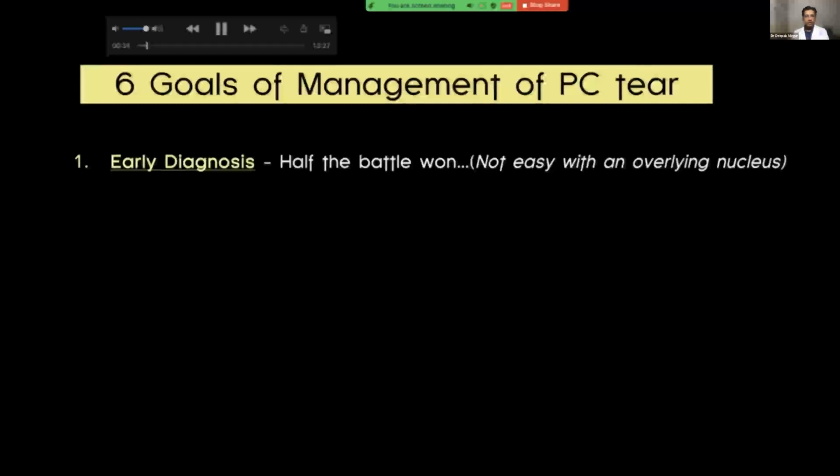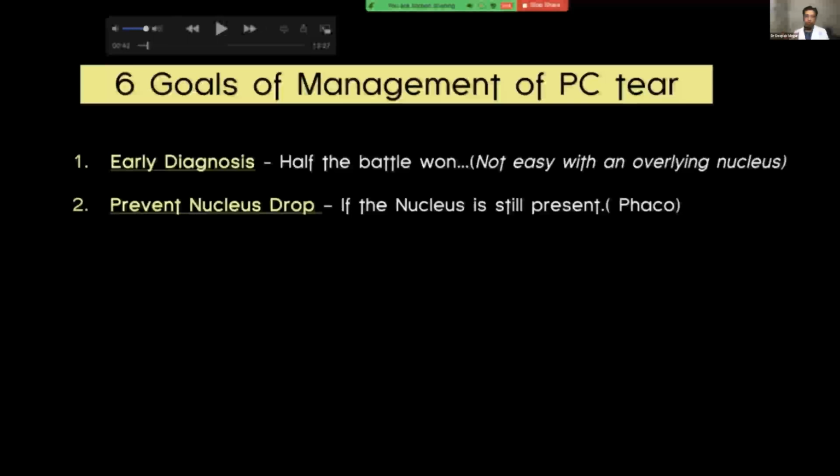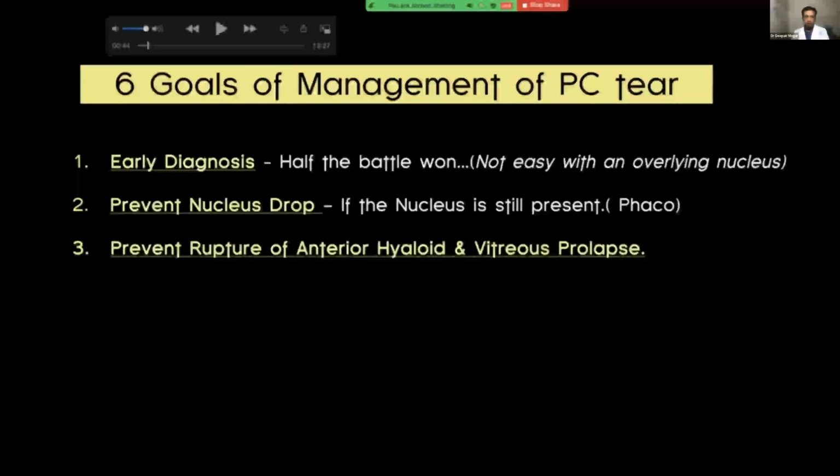The next principle of the goal would be to prevent nucleus drop if the nucleus is still present. This is particularly referable to phacoemulsification, but even small incision cataract surgery we can have it, although very rarely, and that should be our first goal. And if we can diagnose this PC tear early, we can always try to prevent rupture of the anterior hyaloid and vitreous prolapse. So that has got a great impact on the outcome of the vision. So that should be our priority, and that should be the reason why we want to diagnose it early.